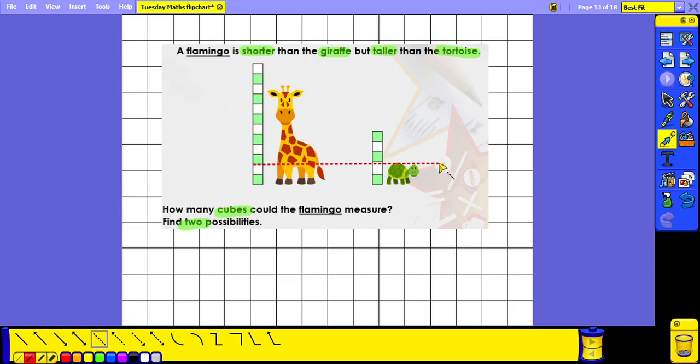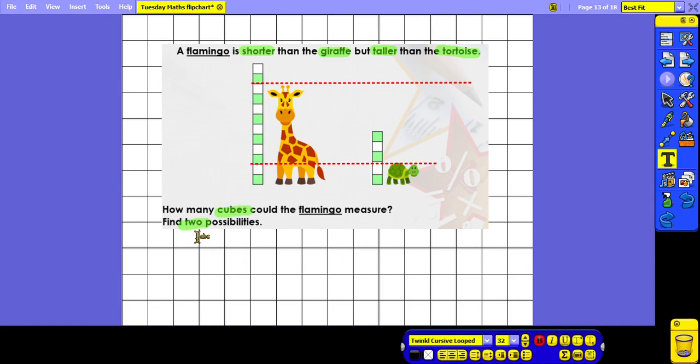Okay, so we know that the flamingo is taller than the tortoise, so it must be taller than 2 cubes high. But it is shorter than the giraffe, so it must be less than this amount of cubes high. So the height of the flamingo is somewhere between these 2 lines. So we've got to find 2 possibilities.